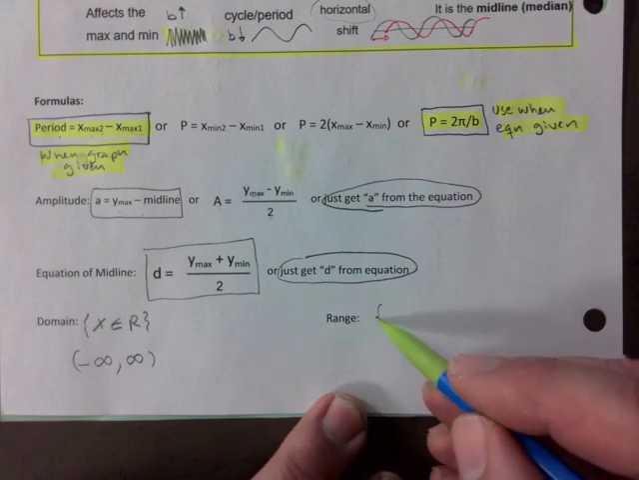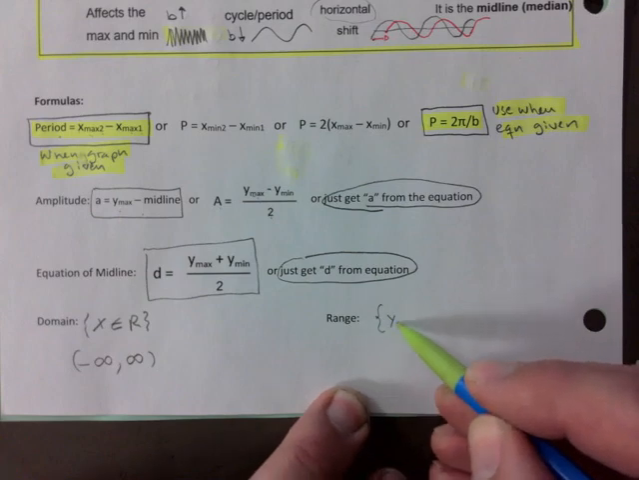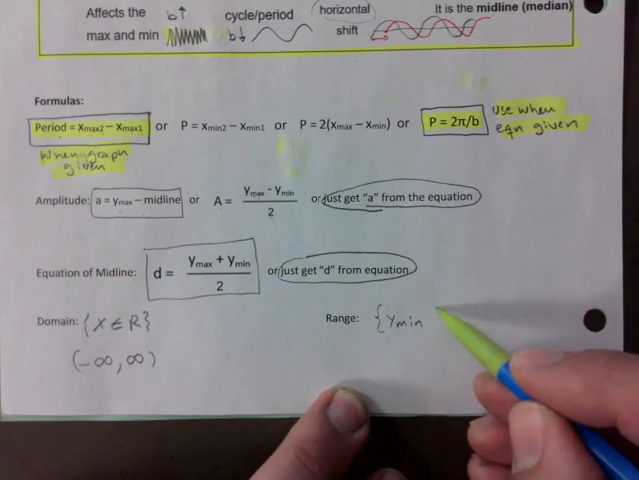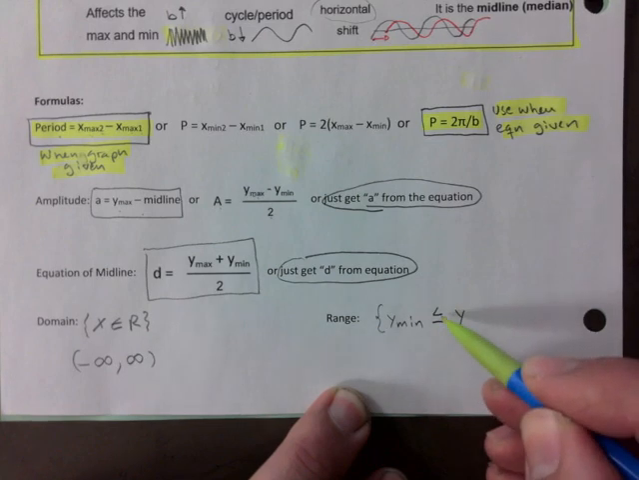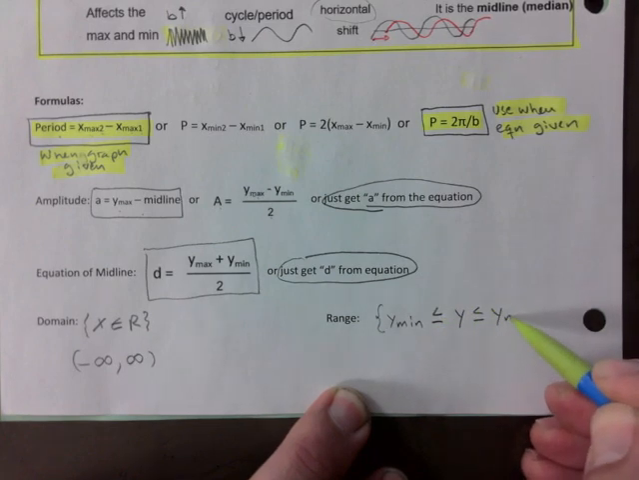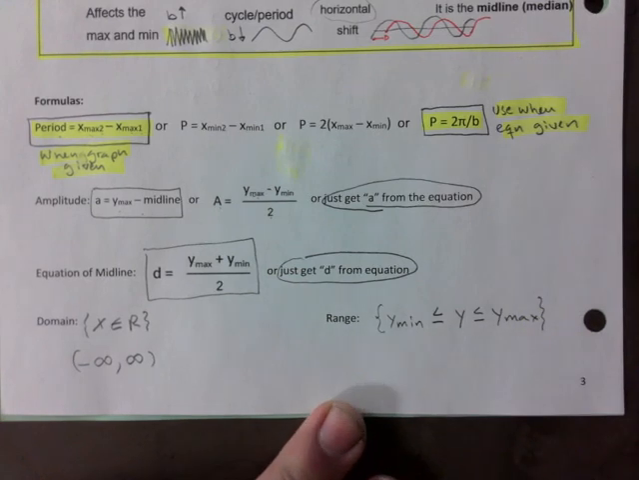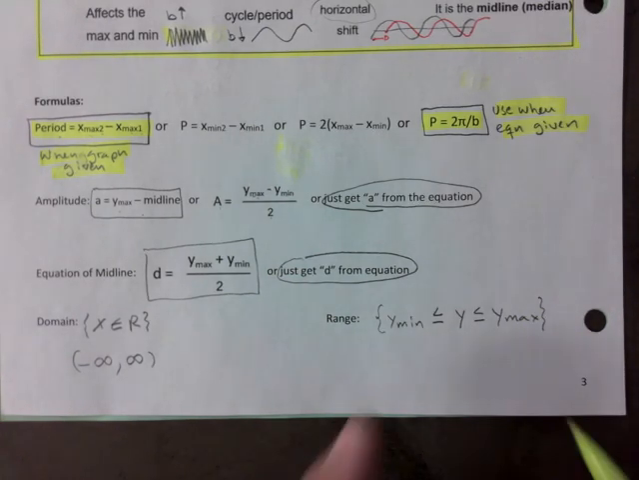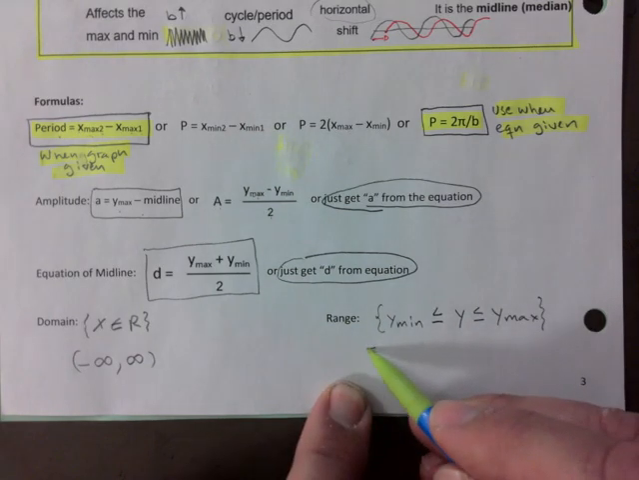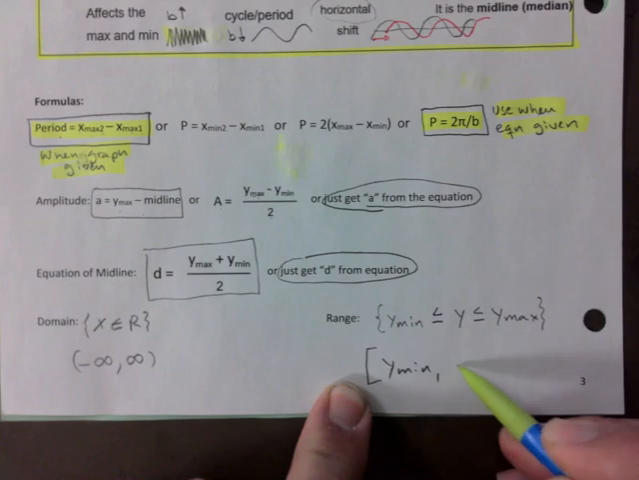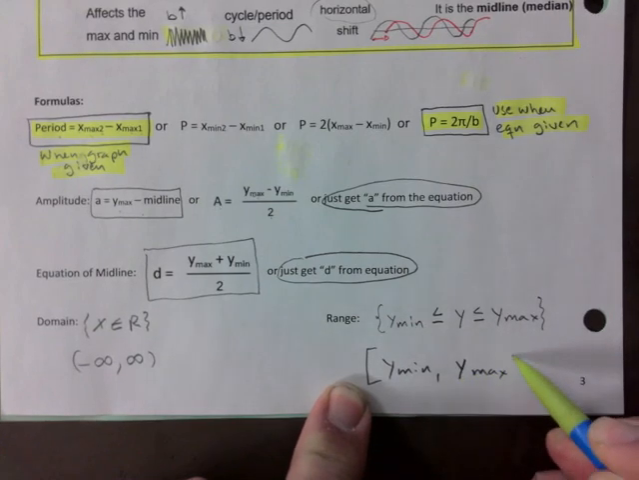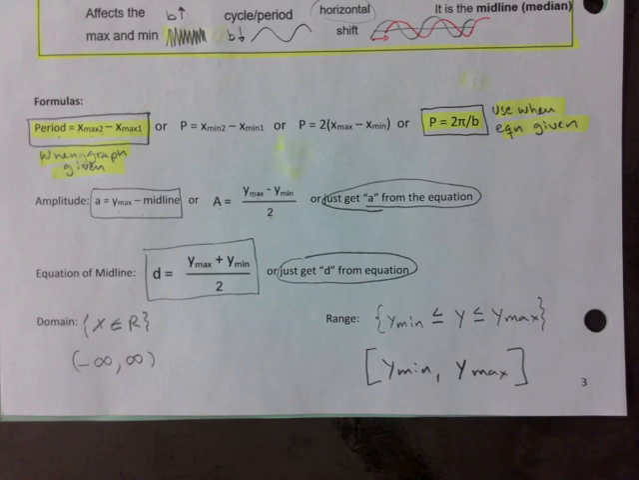What about range? Range is a little different. You would figure out the minimum y value and then say that y has to be between that and the y max. Interval would be y min and y max. Because remember, in terms of the y values, it just sticks within two values all the time. It reaches the top, reaches the bottom, reaches the top, reaches the bottom. It stays within those two numbers that we will determine.